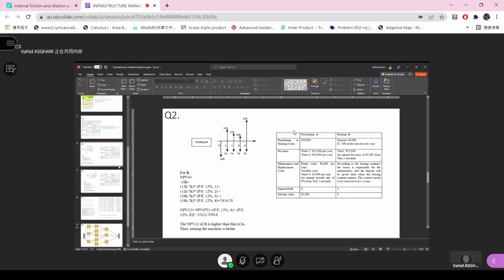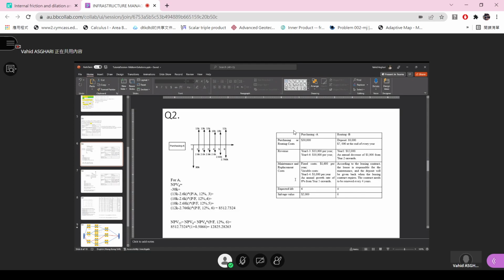Of course, yes. Let's go to the previous page. You mean this one, right? So, any question, my friend?